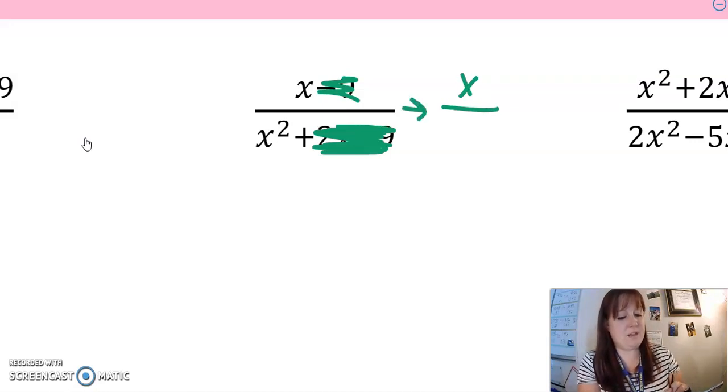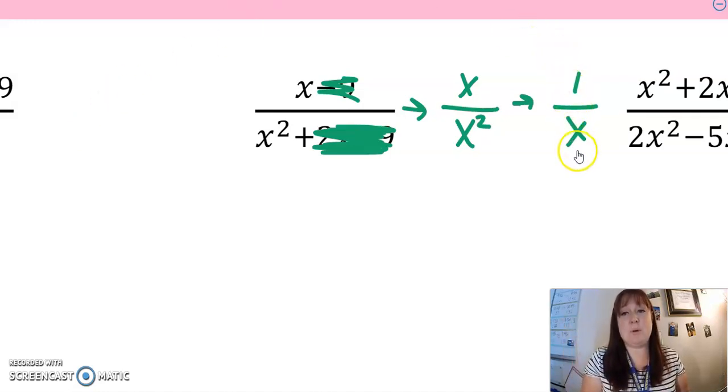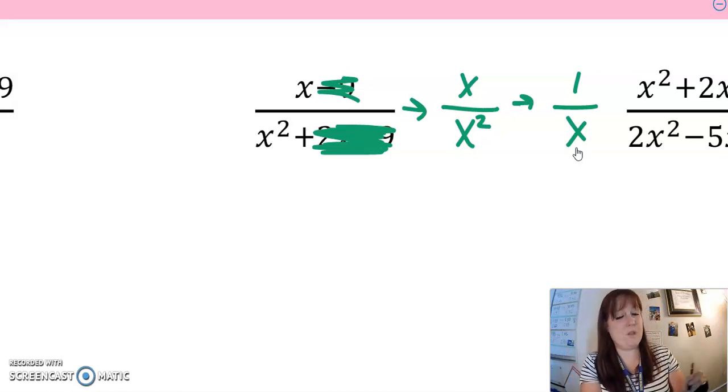It behaves like x over x squared, which is the same as 1 over x, right? Well, let's think about what's happening when I put a huge, huge number into 1 over x. Well, I get 1 divided by a million. Well, that becomes basically 0, right? 1 divided by a huge number is 0.